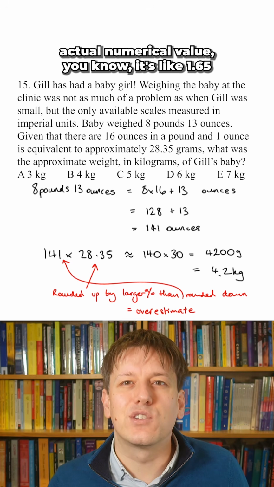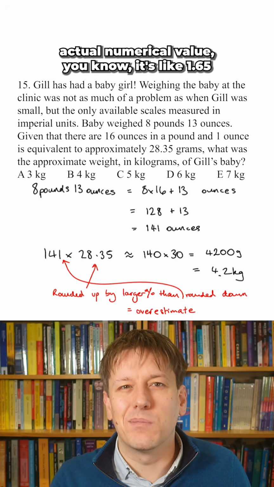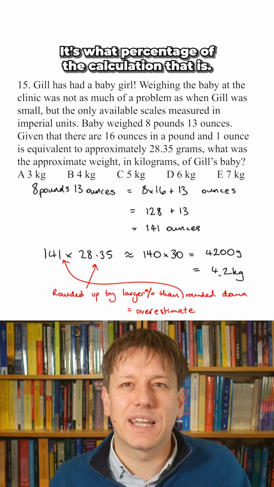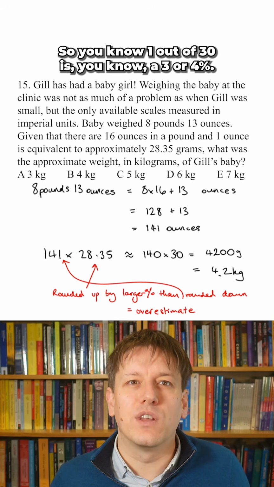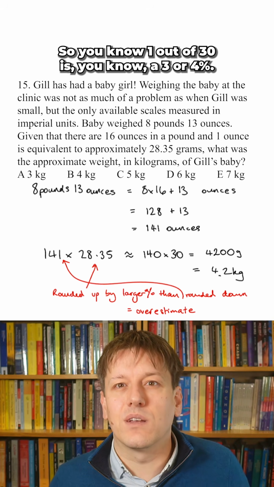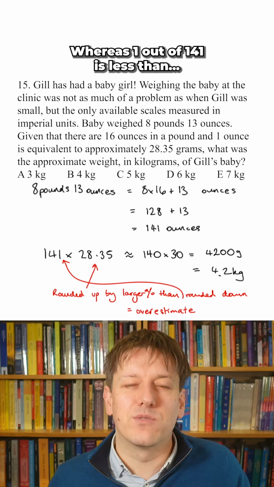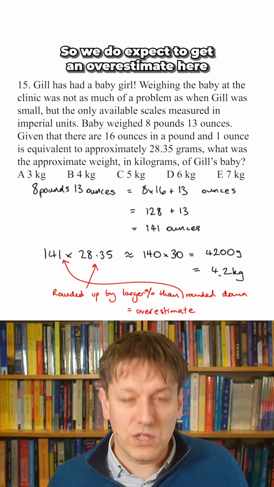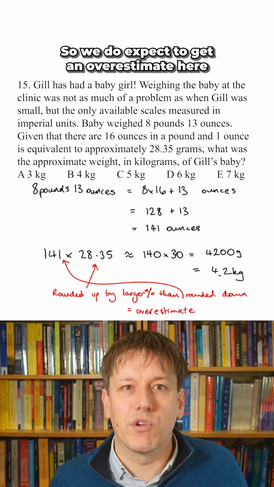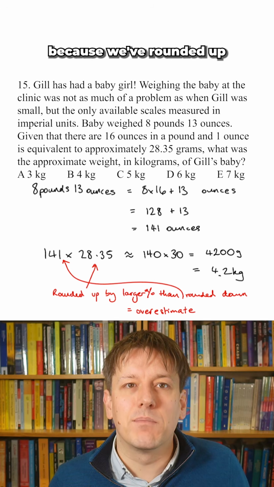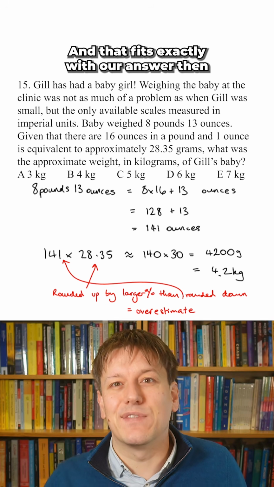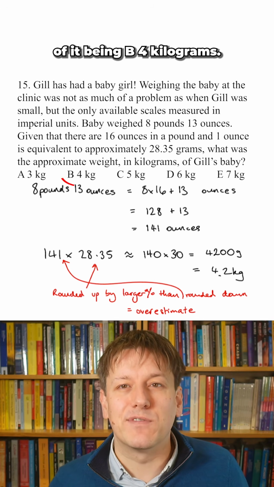It's not the actual numerical value, it's like 1.65 we've rounded versus 1. It's what percentage of the calculation that is. So, 1 out of 30 is a 3 or 4%, right? Whereas 1 out of 141 is less than 1%. So we do expect to get an overestimate here, because we've rounded up by a higher percentage than we've rounded down, and that fits exactly with our answer then of it being B, 4 kilograms.